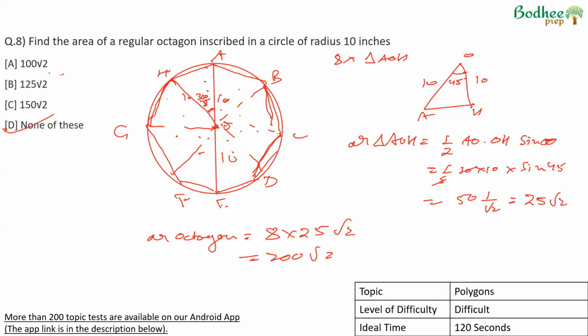Again, if you are doing it for the first time, it's a difficult question. Drawing the figure and then using half ab sine theta. If this is a question that you've seen, then probably about 2 minutes to solve.